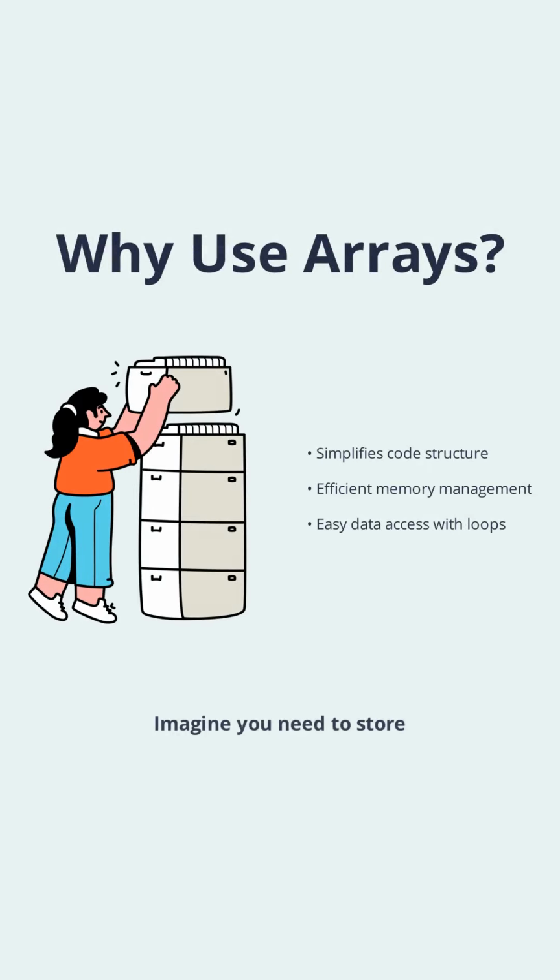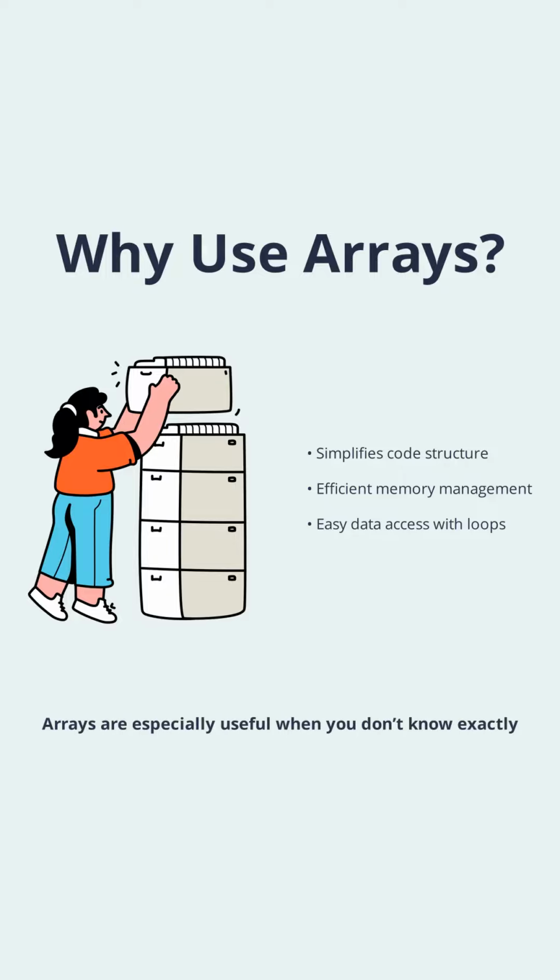Imagine you need to store 20 numbers in your program. You could create 20 separate variables, but that would make your code long and confusing. Instead, by using an array, you only need one variable name and you can access each value using its index. Arrays make your code simpler and more manageable. You can easily loop through the array to input or output values, making repetitive tasks much more efficient.